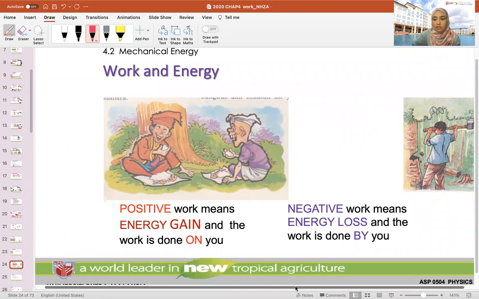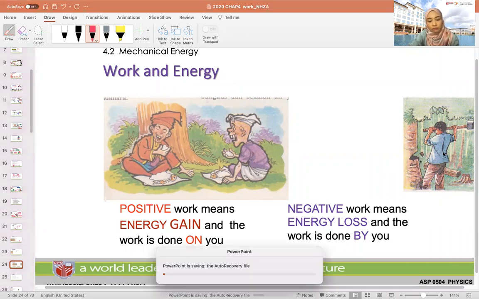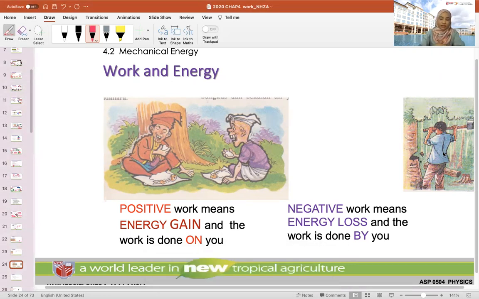But if I am cutting a tree, so I don't want to cut a tree. So let's say one of you guys is cutting a tree. I'll take a short break. Okay, done. So let's say one of you guys is cutting a tree. You cut the tree, you are doing work on the tree, you are losing energy. When you are losing energy, you are doing negative work on yourself. But when you fell this tree, you are doing positive work on the tree.